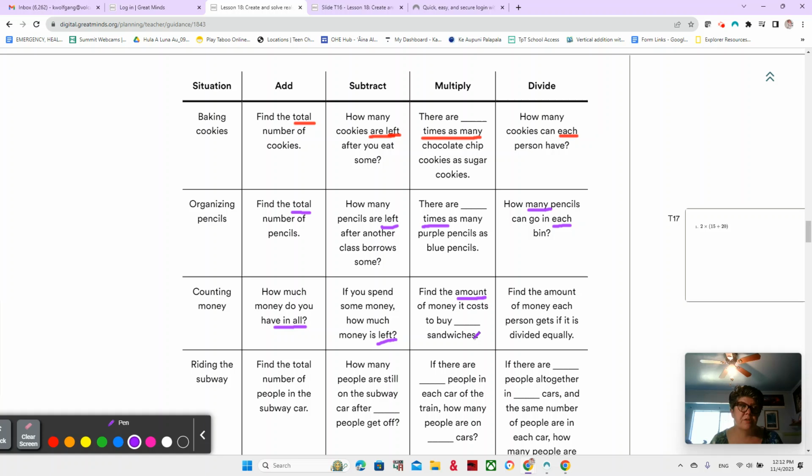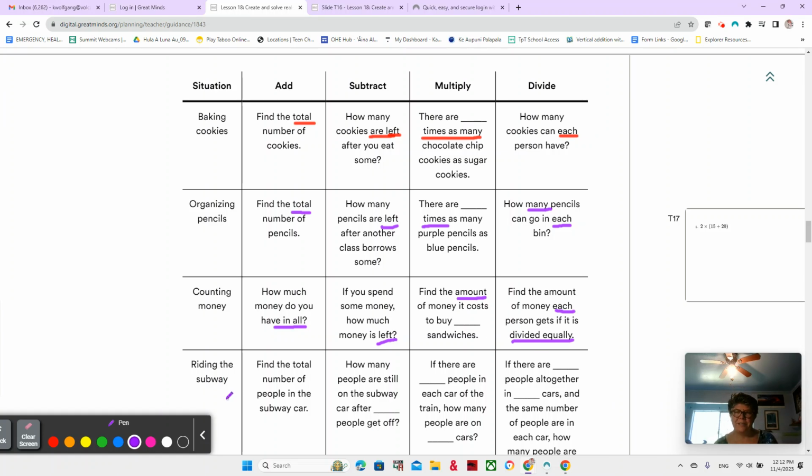So each sandwich costs $2. I'm buying 6 sandwiches. 6 times 2 is 12. Find the amount of money each person gets if it is divided equally. So right there, they're saying dividing, right? And you can imagine that you're passing out the money.